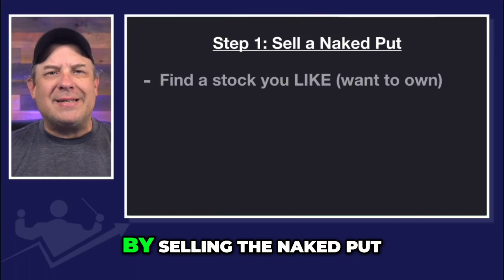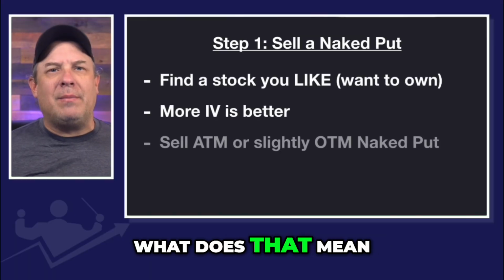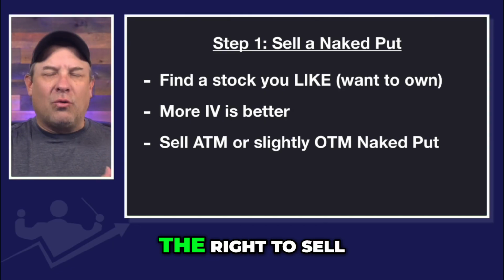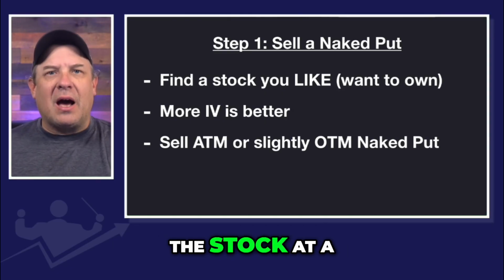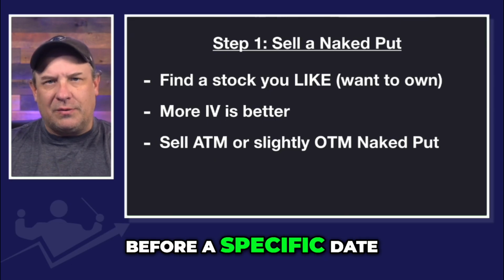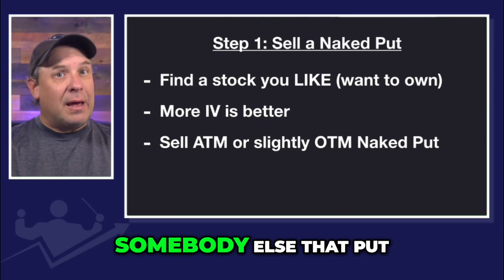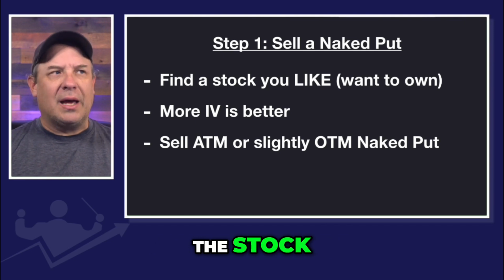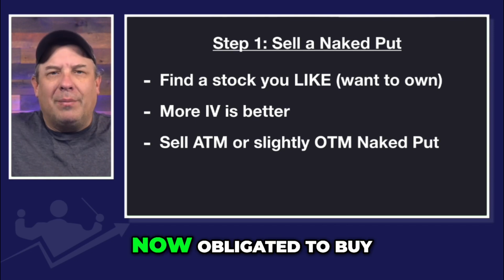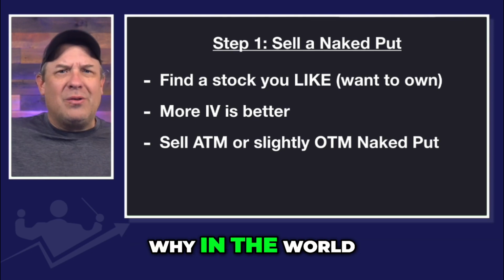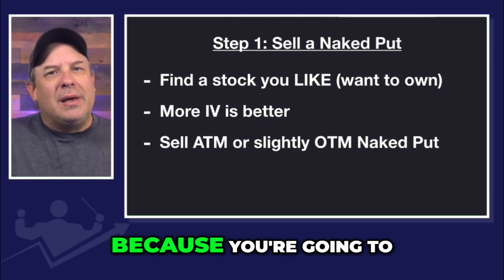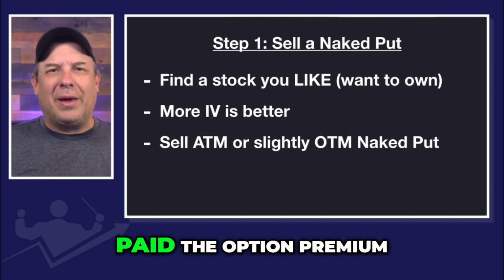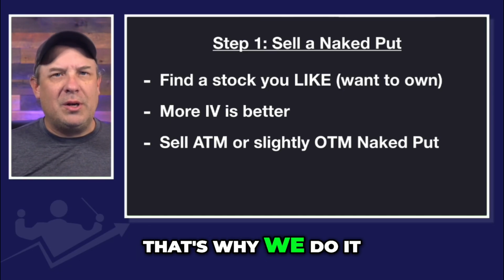We're going to start by selling the naked put. What does that mean? Whenever you sell a put option, the put gives somebody the right to sell the stock at a specific price on or before a specific date. So if you sell somebody else that put, you've sold them the right to sell you the stock. That means you are now obligated to buy the stock. You say, why in the world would I do that? Well, because you're going to get paid to take on that obligation, and you're going to get paid the option premium. That's why we do it, okay?